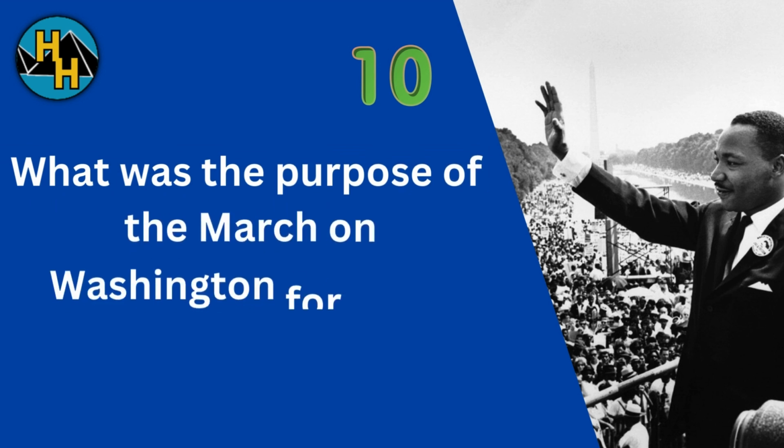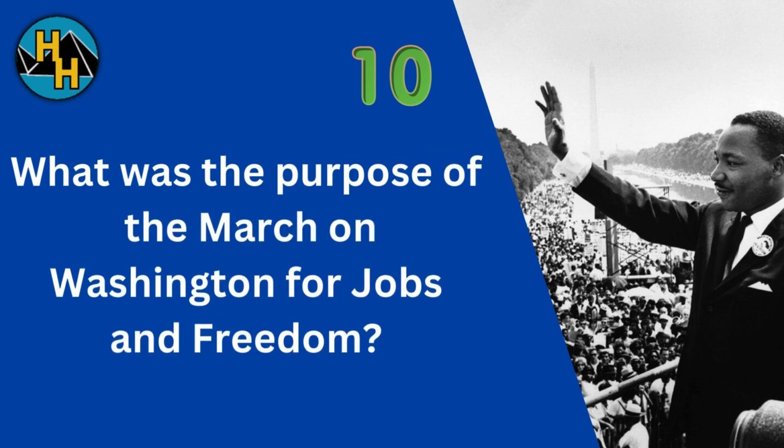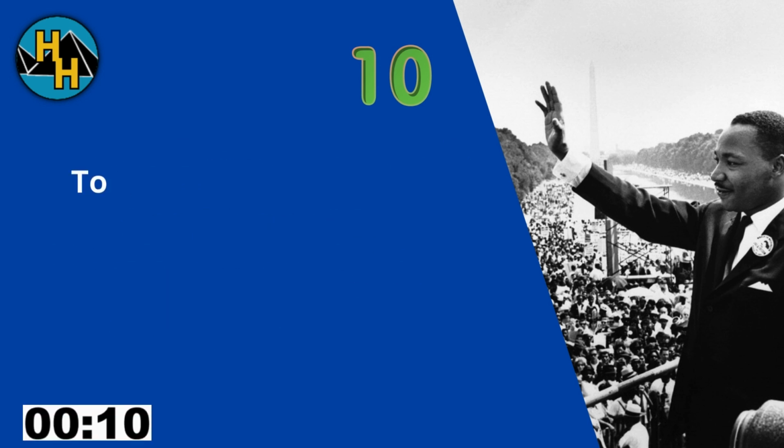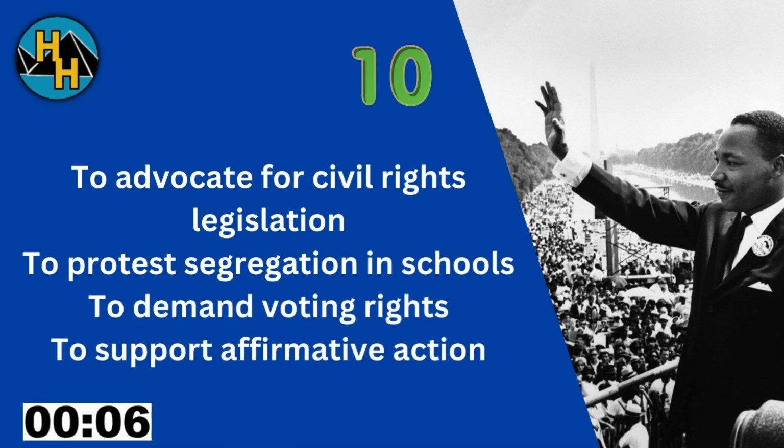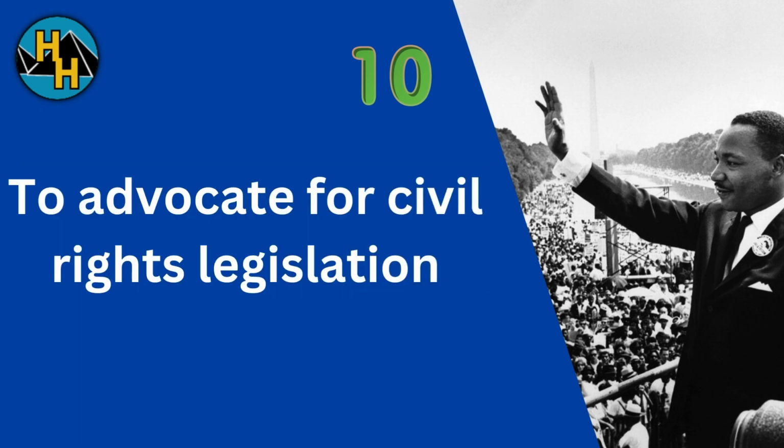What was the purpose of the March on Washington for Jobs and Freedom? Was it to advocate for civil rights legislation, to protest segregation in schools, to demand voting rights, or to support affirmative action? It was to advocate for civil rights legislation.